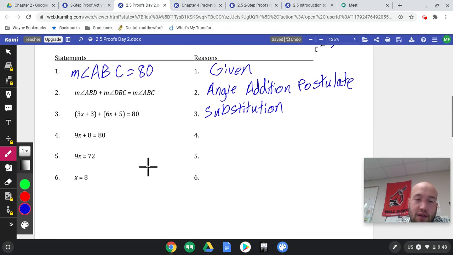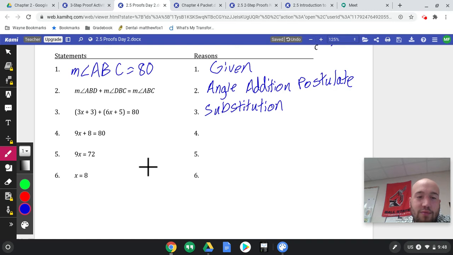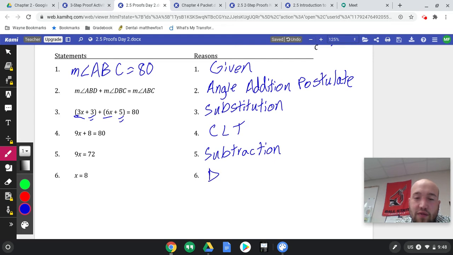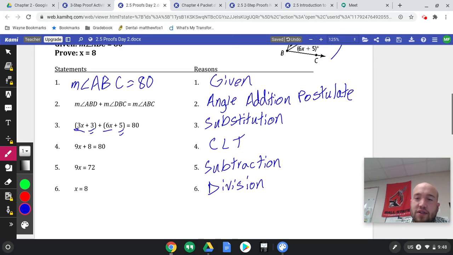They combine, they meaning the people who set this problem up, right? So I guess me. But 3x and 6x combine to 9x. And then the 3 and the 5 combine to 8. So this is CLT, or combine like terms. From here, we subtract the 8 over. And then we divide, so division. All right, so take a look at that. If you have any questions, please let me know.